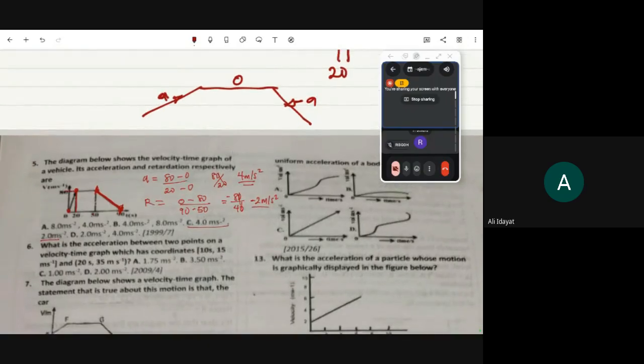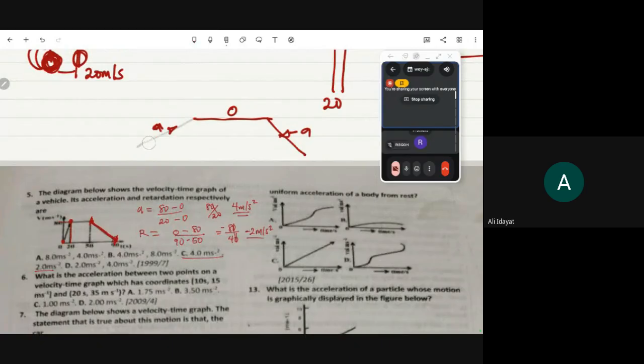So here it says, what is the acceleration between 2 points on a velocity time graph which has a coordinate of 10 seconds, 15 meters per second, 20, 35. So just pick, it is 10 seconds, 15 meters per second, and 20 seconds, 35 meters per second.